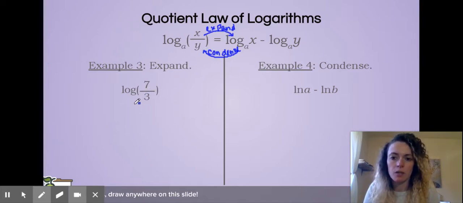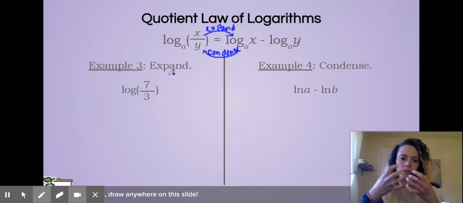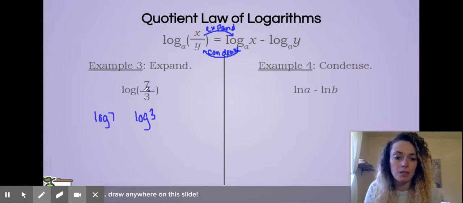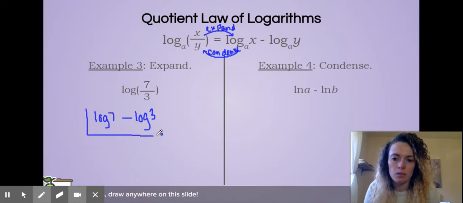Expanding first, I have the common log of 7 divided by 3. Expanding means I'm pulling them apart. So that means I'll have two logs, one for the numerator, one for the denominator. Because they're being divided, these two logarithms that I have will be subtracted, or I'll put a subtraction sign between them.